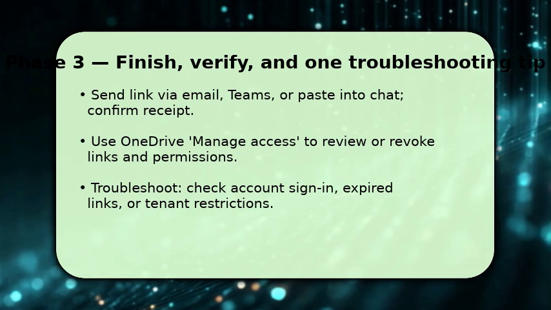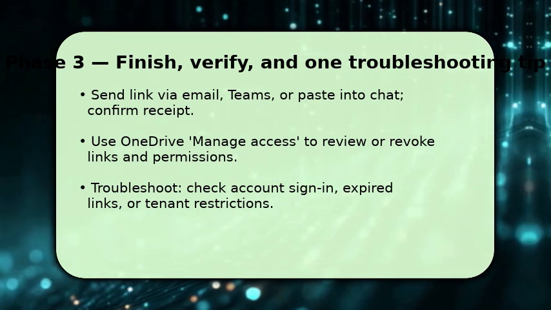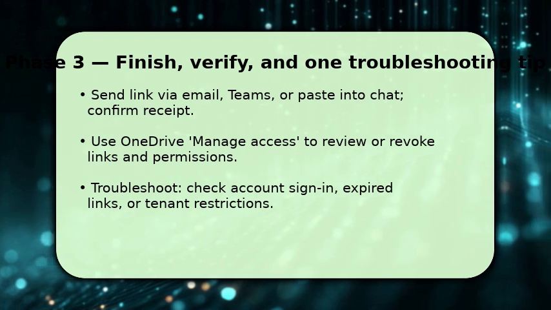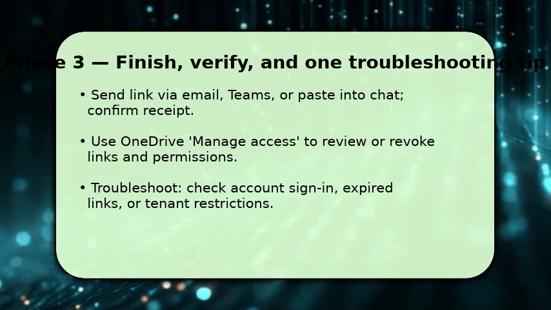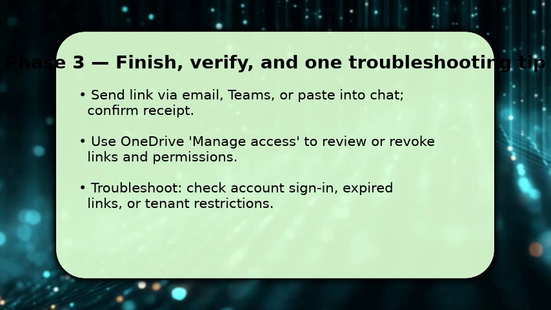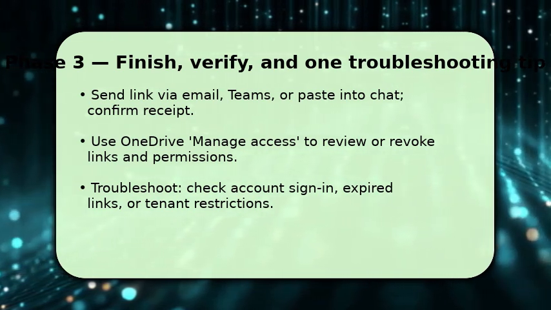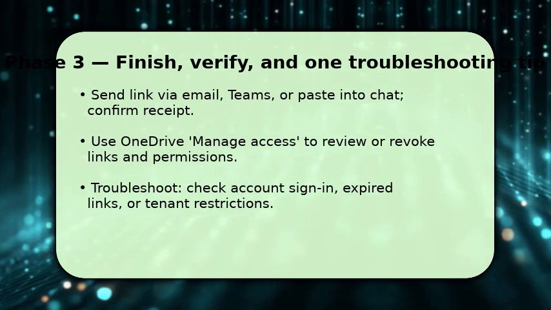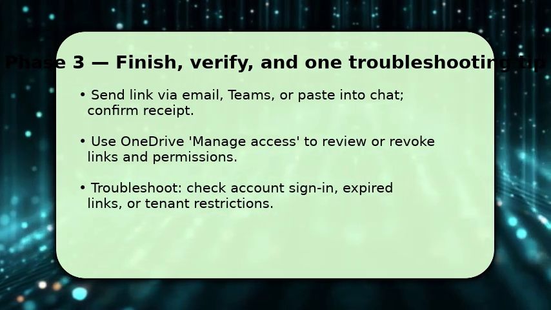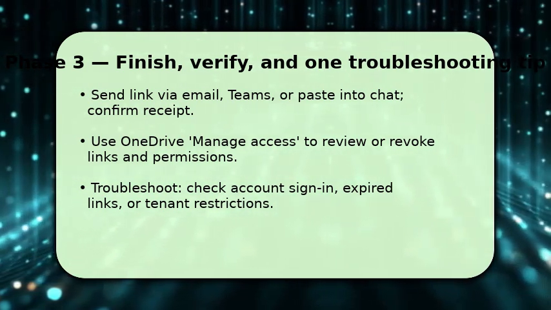Once sent, monitor sharing with manage access to view or revoke links and adjust permissions if needed. If someone reports trouble, start troubleshooting. Ensure they're signed into the correct Microsoft account, verify the link hasn't expired, and check organization sharing policies which may block external access. If problems persist, revoke the link.